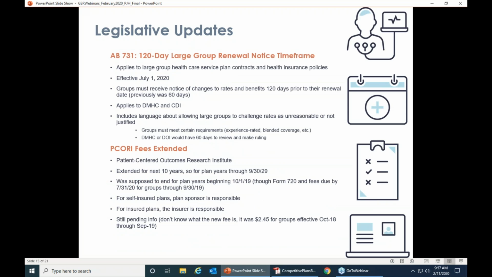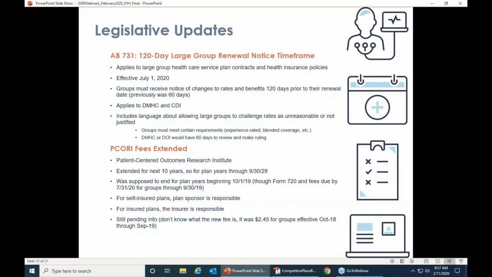The next one is the 120-day large group renewal notice time frame. If you're in the large group arena, groups over 100, in the past you were supposed to get your renewal in 60 days. Now it's 120 days. So this is double the time frame to get these renewals out. It's putting a lot of pressure on the carriers to hurry up and try to guess with their actuaries what that experience is going to be like 120 days ahead of time. But that is the new law.